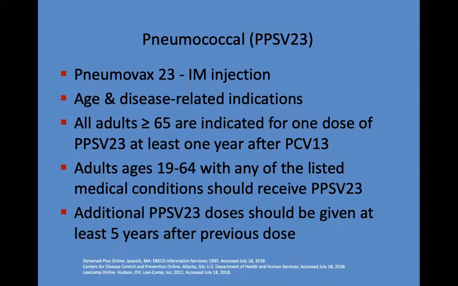Pneumovax 23 is the older pneumococcal injection or vaccine. A patient needs to get both of these. One is not better than the other. They do cover different serotypes of the virus. So you have to separate these by a year, and then you would give the 13, and then a year later 23, and then you can give another dose of the 23 when a patient turns 65, as long as it's been 5 years since their previous dose.